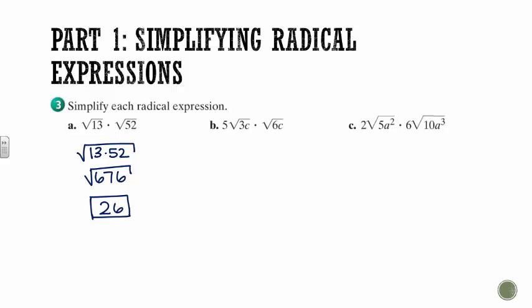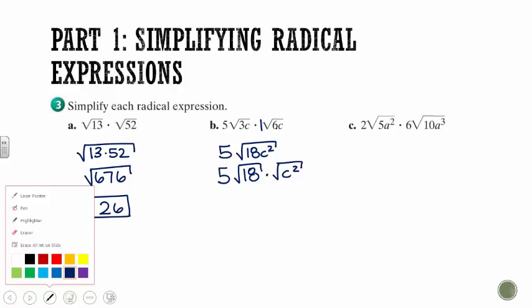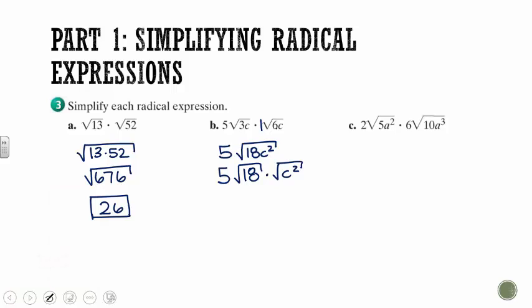So I'm going to combine the stuff on the outside. There's just a 1 here, so 5 times 1 is 5. And then combine the stuff on the inside. So 3 times 6 is 18. C times C is C squared. And then I'm going to redistribute them out. Square root of 18 times square root of C squared.